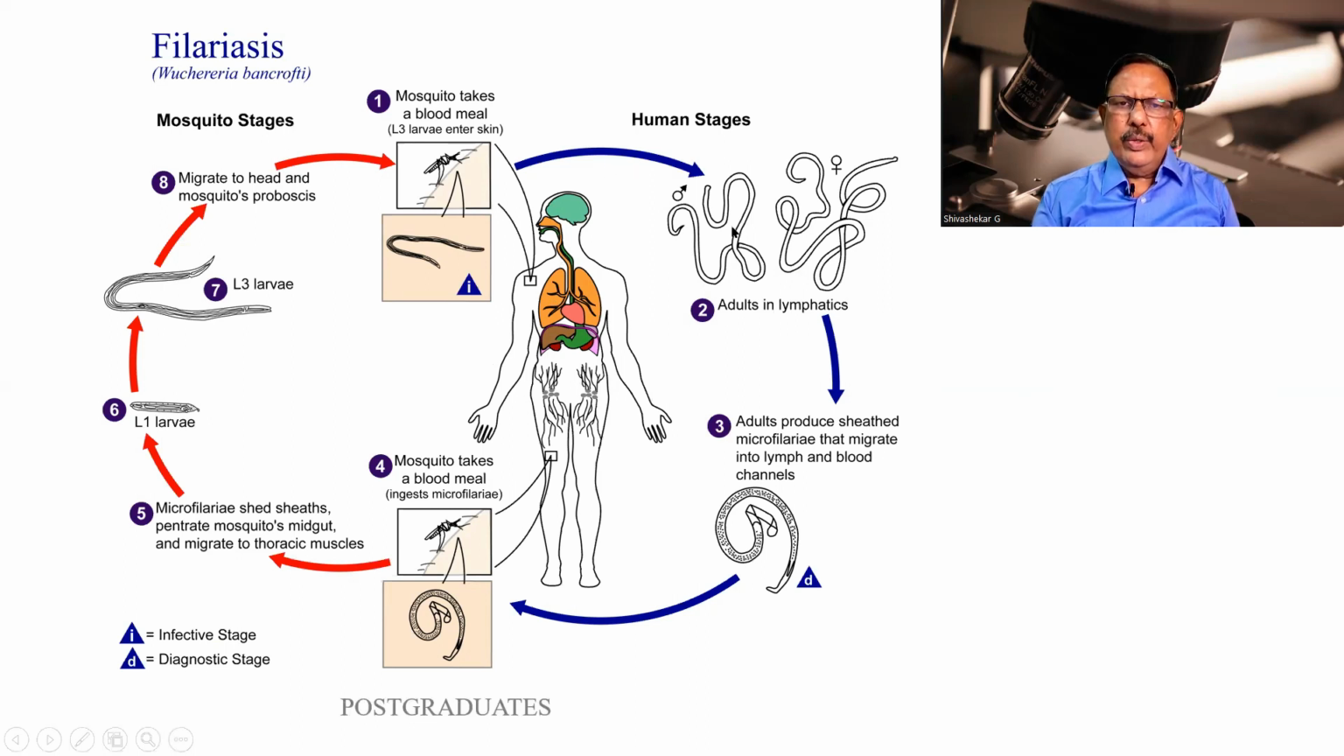Now, these develop into the adults in the lymphatics. It can be anywhere, but they are carried by the blood and then the lymphatics. There will be the male and the female. The female is longer, the male is shorter. And the adults will be producing the sheathed microfilariae, which again migrate. They have got an affinity for the lymphatic channels. So they go over here.